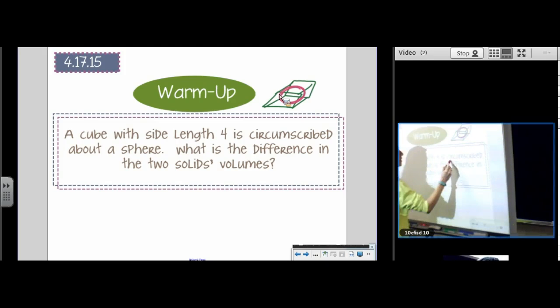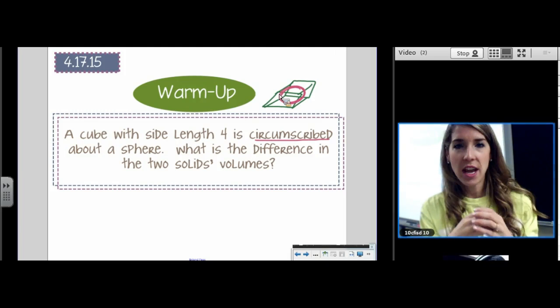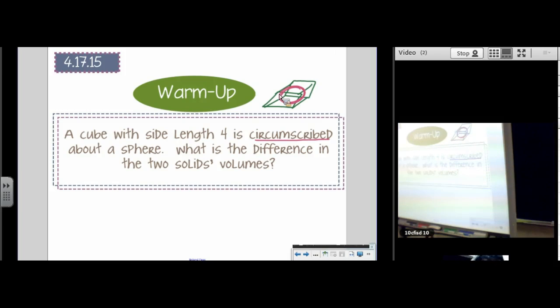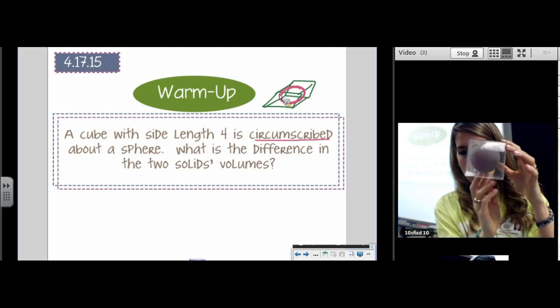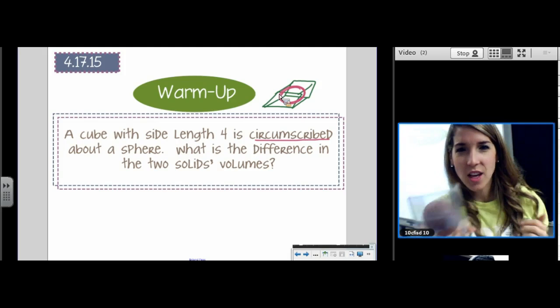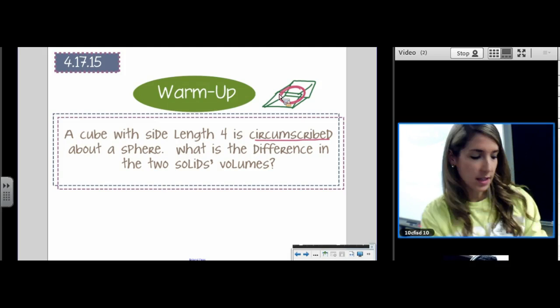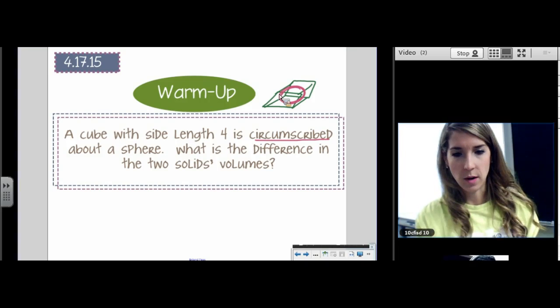But the key word is circumscribed. That means the sphere is touching every face of the cube. So this right here would not quite be circumscribed, because notice my sphere isn't touching every face, it's just kind of inside the cube, but the sphere is inscribed, and so it's going to touch every side. So that means that the side of the cube is the diameter of the sphere, okay?